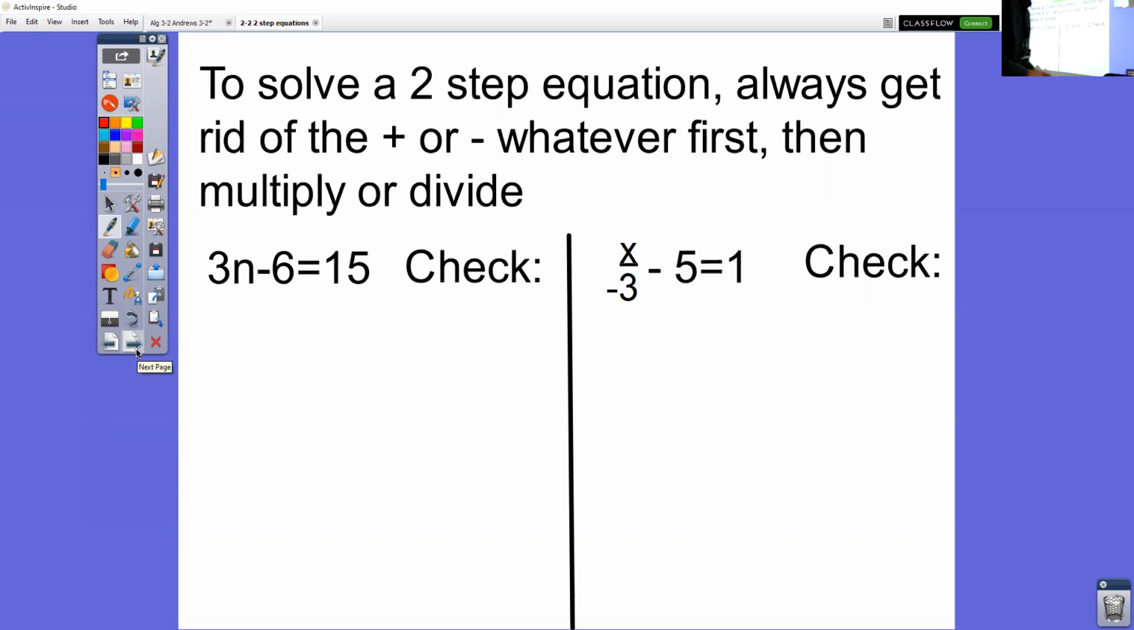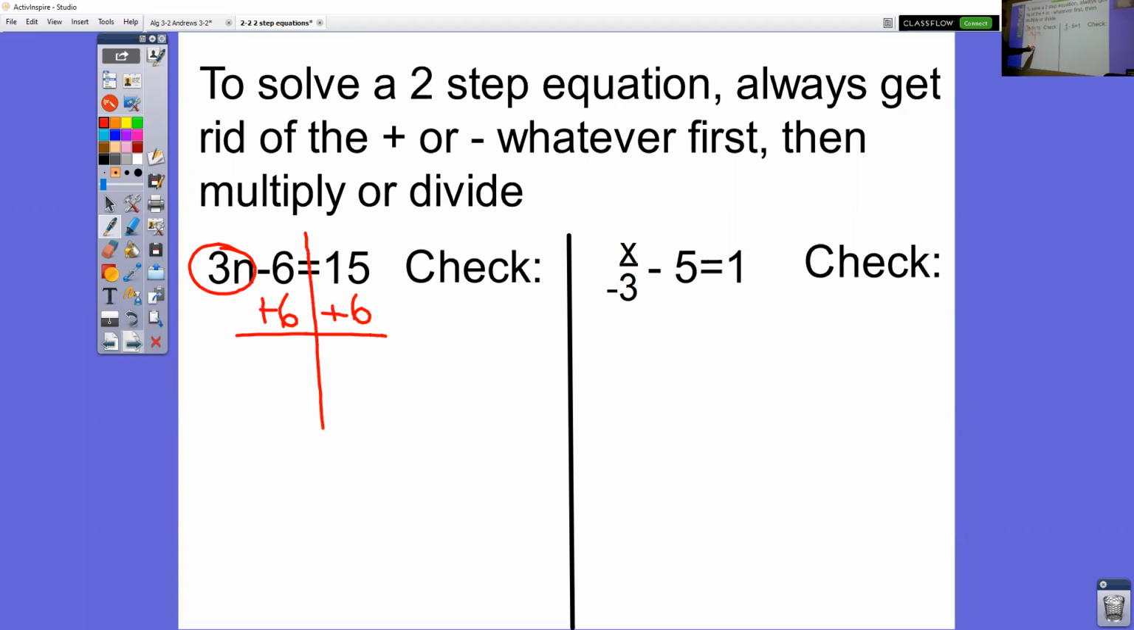So if we have a question that looks like 3n minus 6 equals 15, our goal is to try and get this 3n all by itself, because then we'll get it into a one-step equation. So in order to get this 3n all by itself, we need to get rid of the minus 6. We get rid of a minus 6 by doing plus 6 and plus 6. You always want to do that opposite operation.